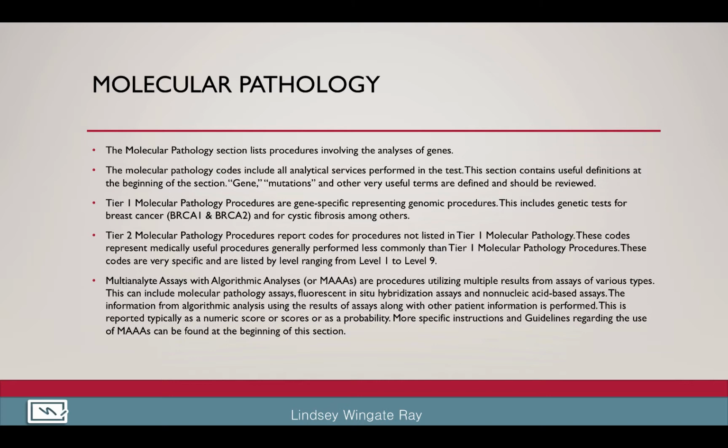Tier 1 molecular pathology procedures are gene-specific, representing genomic procedures. This includes genetic tests for breast cancer, which is BRCA1 and BRCA2, and for cystic fibrosis, among others. Tier 2 molecular pathology procedures report codes for procedures not listed in Tier 1 molecular pathology. These codes represent medically useful procedures generally performed less commonly than Tier 1. These codes are very specific and are listed by level ranging from 1 to level 9.